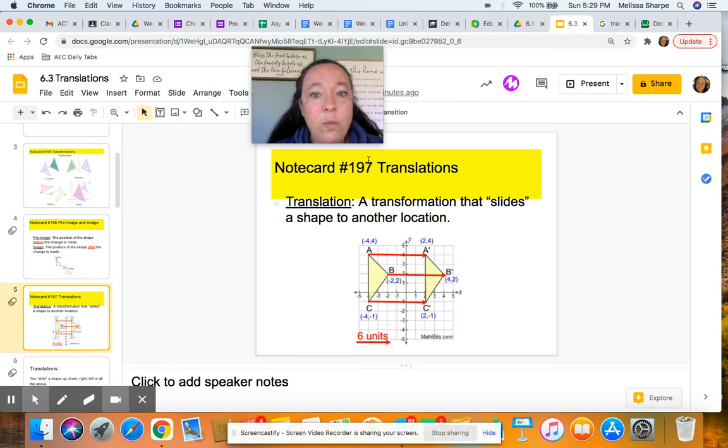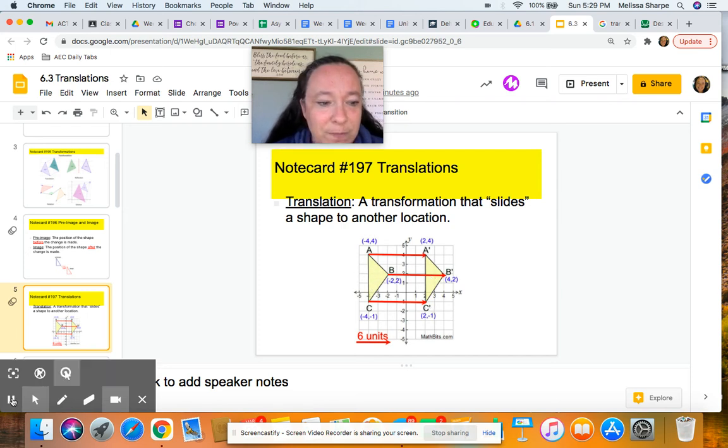Now we're going to look at note card 197, where we're really going to hone in under the umbrella. The first type of transformation is a translation. This is a transformation that slides a shape to another location. So if you look here, you got triangle ABC, and here are the ordered pairs, and it slid to the right 6 units, and you have triangle A prime, B prime, C prime. It looks like an apostrophe after the A, B, and C. We say prime, and that's your image. So over here is your pre-image, and this is your image.